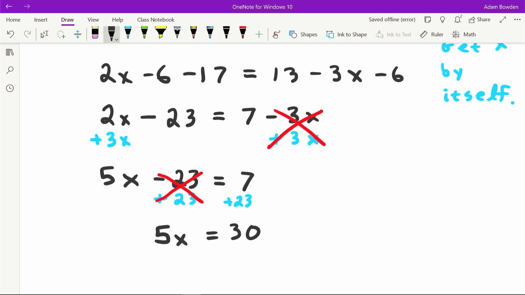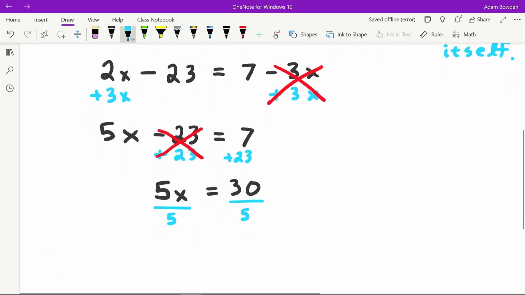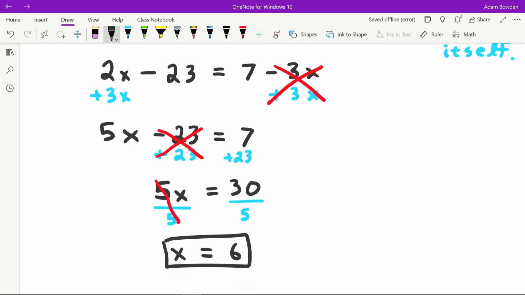And we're almost done. We just need to get that 5x to turn into just regular x. And to do that, we need to get rid of the 5. Since the 5 is in front of the x, 5 is multiplying with the x. So to do the opposite of multiplication, we divide by 5 on both sides. That leaves us with just x equal to 30 divided by 5, which is 6. So x = 6.